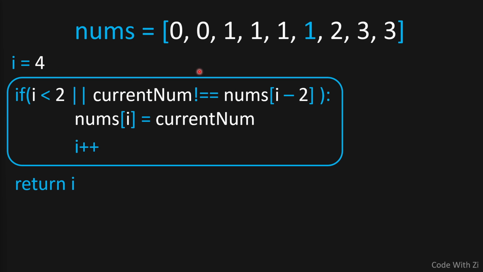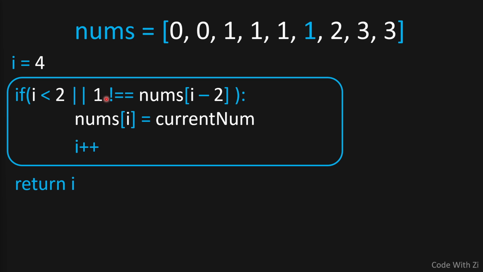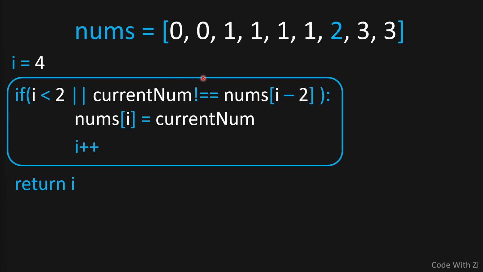In this round, our current number is going to be this one that we have here. And then we're going to check again. If I is smaller than 2, it's not. Then we're going to be like, current number, which is 1, is it not equal to nums at the index of I minus 2, meaning 4 minus 2? 4 minus 2 is going to be 2, meaning nums at the index of 2 is going to be this one that we have here. And as you can see, they are equal. So we're not going to enter this if statement and we're going to move on to the next number. As you can see, I is being left behind.